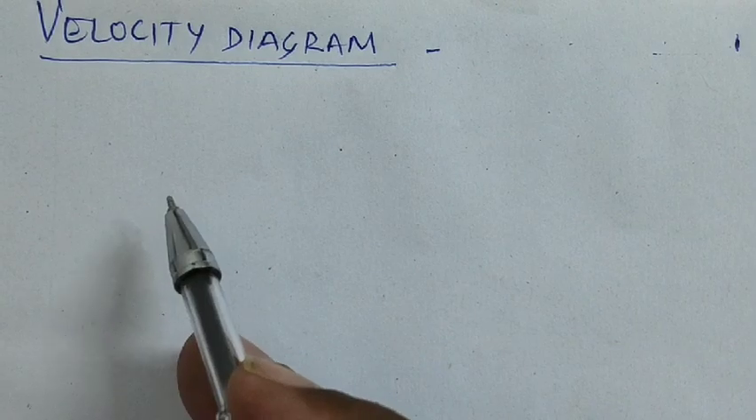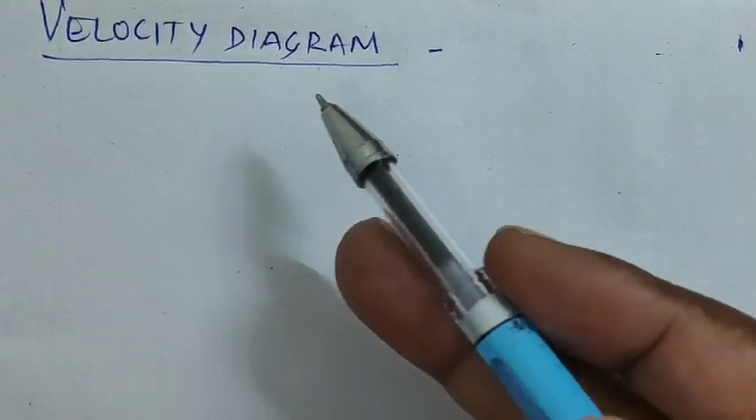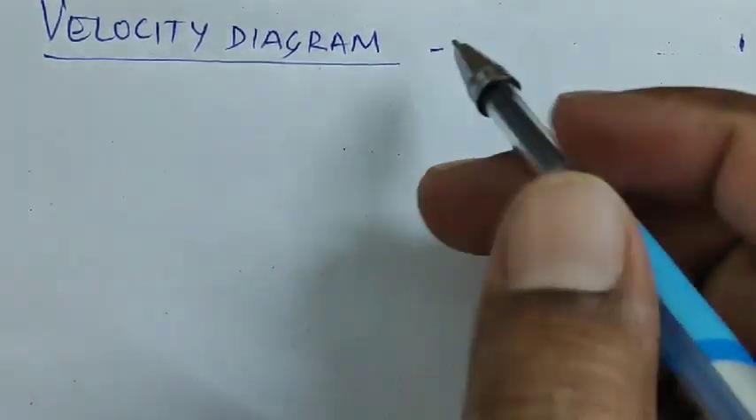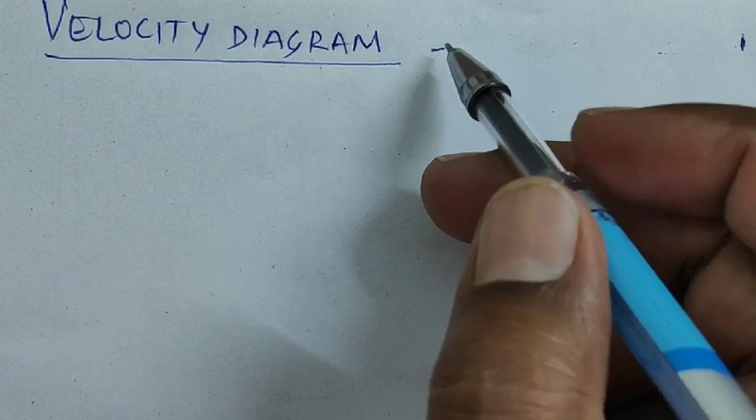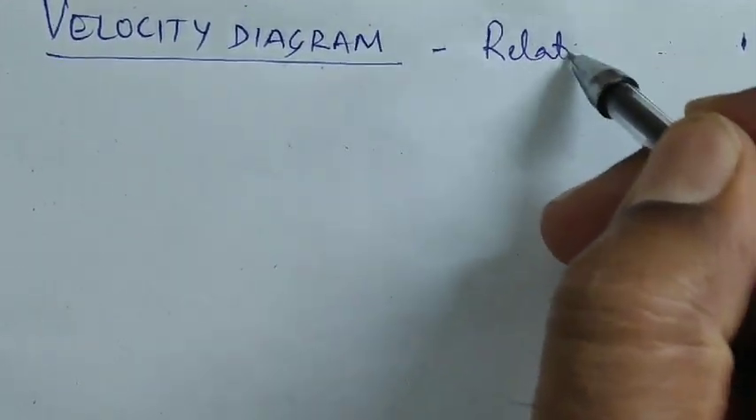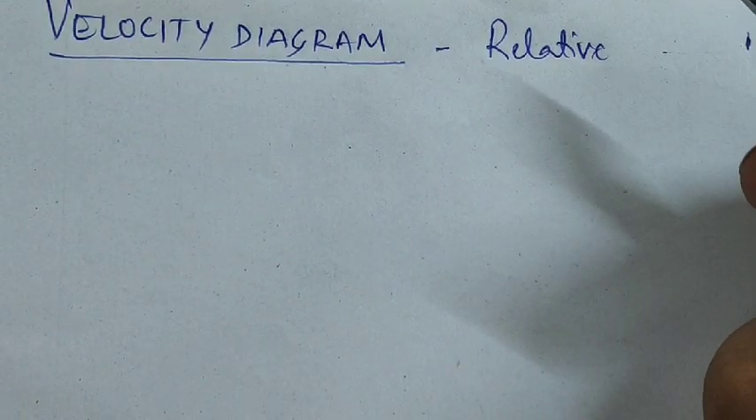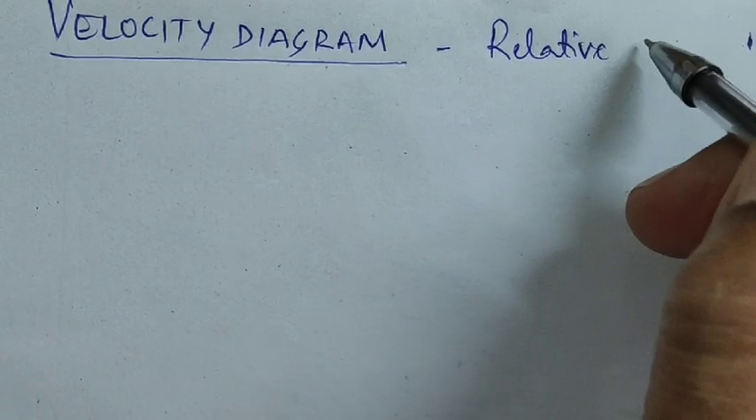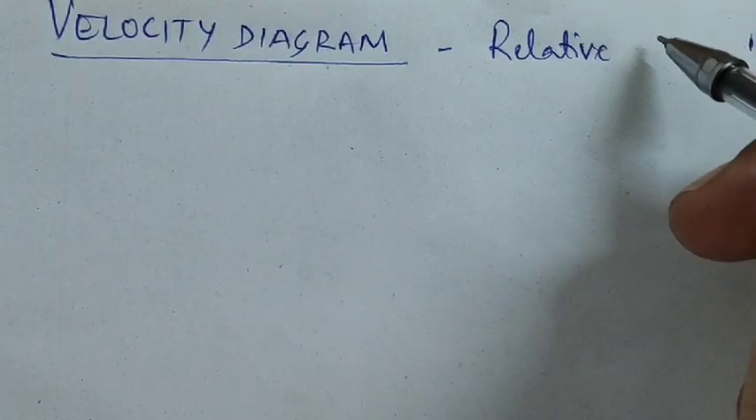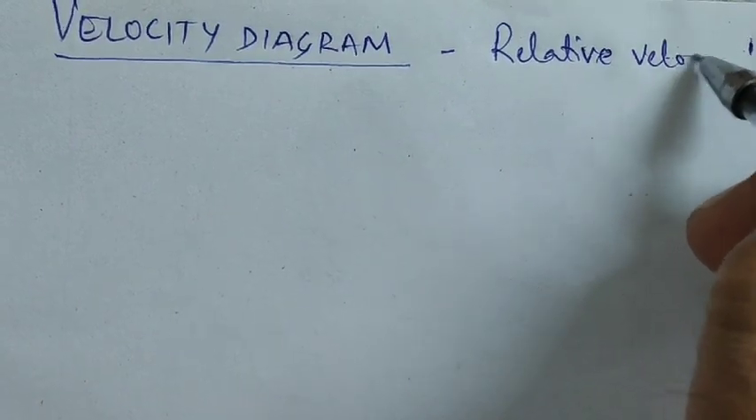Okay, now to start with, we will understand how to draw a velocity diagram. So we'll start with understanding what is a velocity. Before that, let me tell you that the velocity diagram I'm trying to explain is by what is called the relative velocity method. There are other methods like Raven's method and the instantaneous center method. So in this video, I will show how to draw the vectors by the relative velocity method.